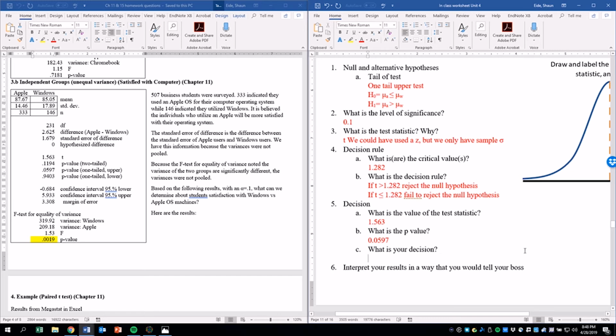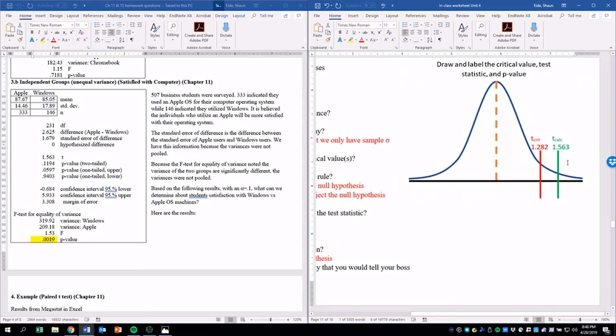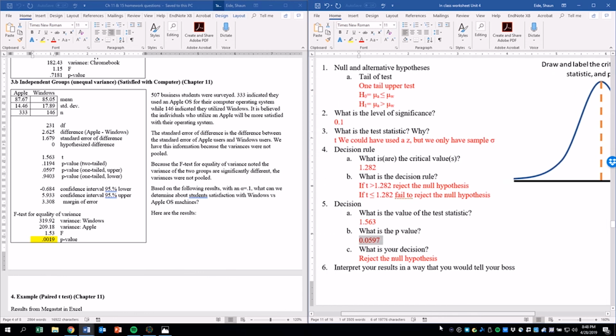And so now what is our decision? Our decision is going to be, we reject the null hypothesis. And there's two things that we can look at to determine that. We can either say that the p-value is less than the alpha, so you compare the alpha to the p-value. If the p-value is less than the alpha, then we can say that we reject the null hypothesis. Also, we can reject the null hypothesis because the t-calculated value is more extreme than the t-critical value. So those are the two things that we can look at to make that decision.